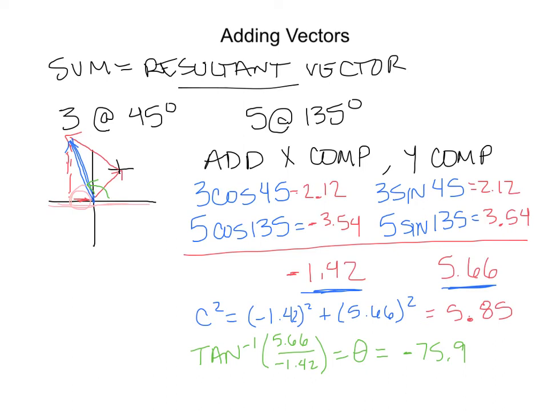We found this little part, and we need to find the difference between the part we found and 180 to actually get our heading. So 180 minus 75.9 is going to get us our actual angle. And in this case, our actual angle is going to be 104.1 degrees, again because I was doing some rounding. So our resultant vector has a magnitude of 5.85 at a heading of 104.1 degrees.